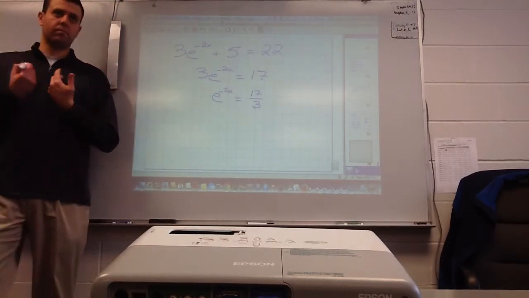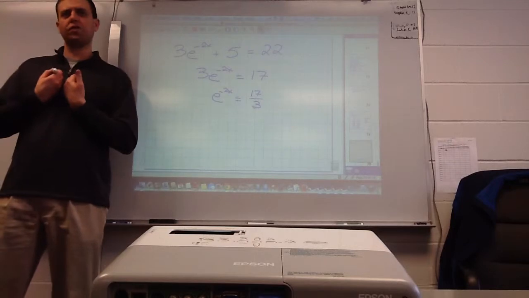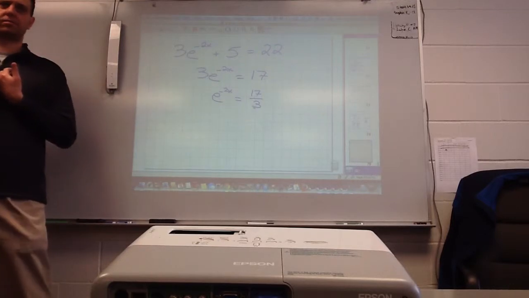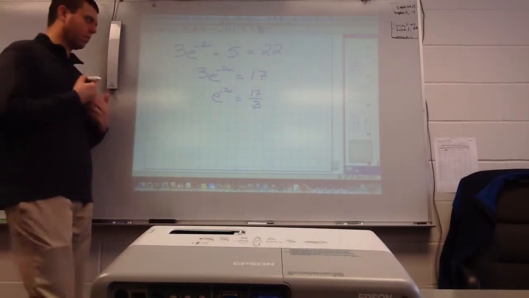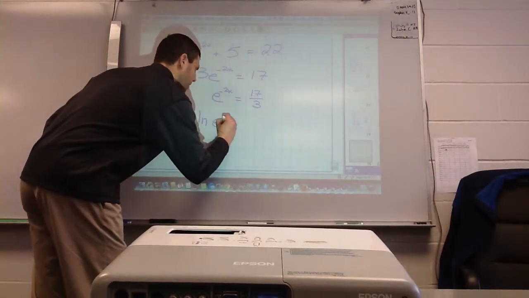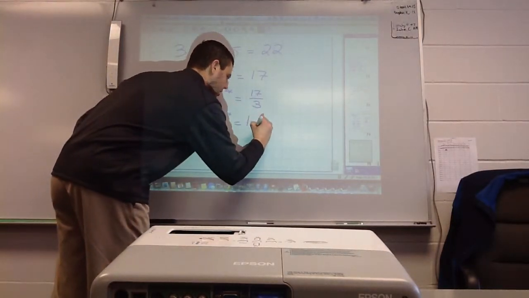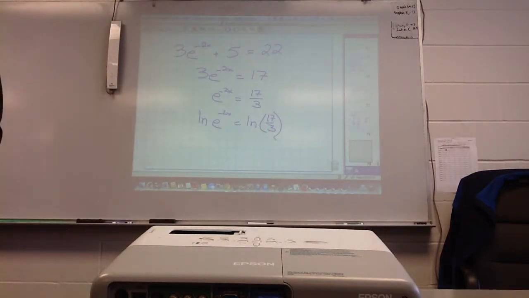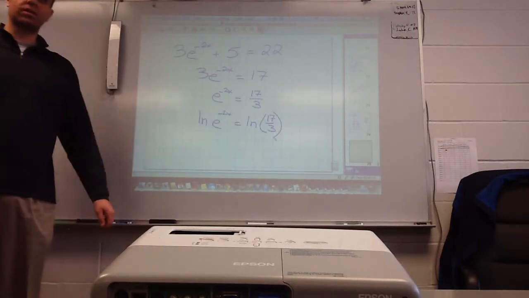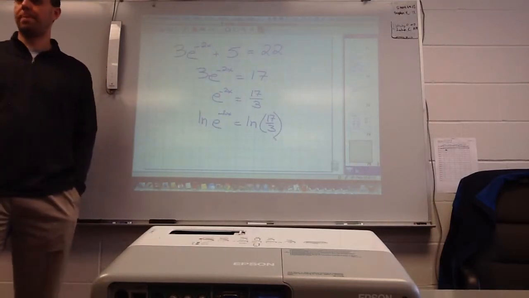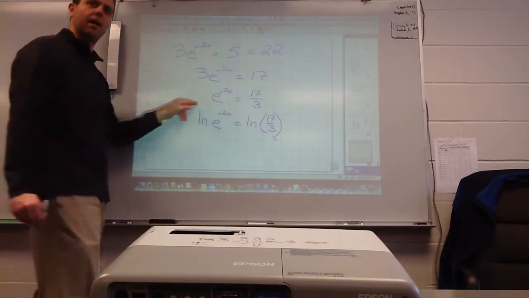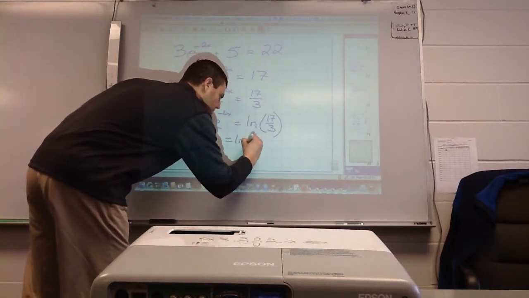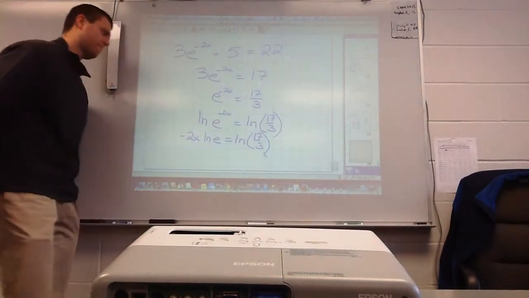Or me, I'm just going to ln both sides, if I was solving it. I'm going to natural log both sides. So ln of e to the negative 2x equals the ln of 17 thirds. What can I do with the negative 2x? Bring it out to the front. Remember, power rule. Anything on a power can be moved out to the front. So negative 2x times ln of e equals the ln of 17 thirds.